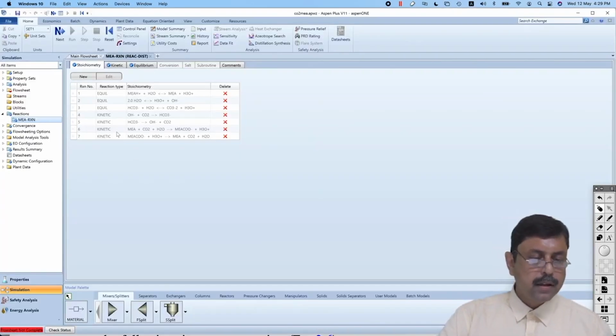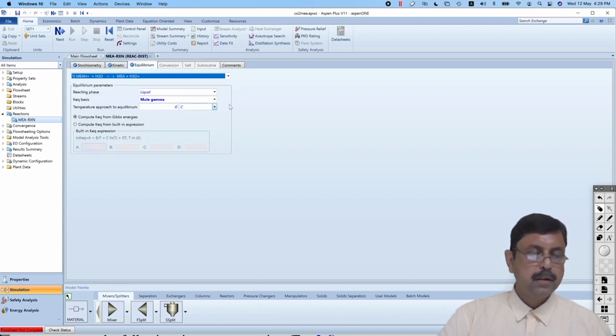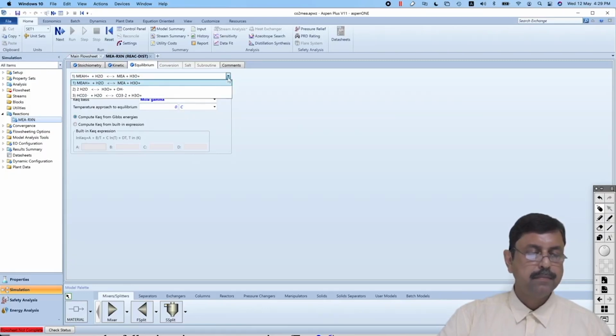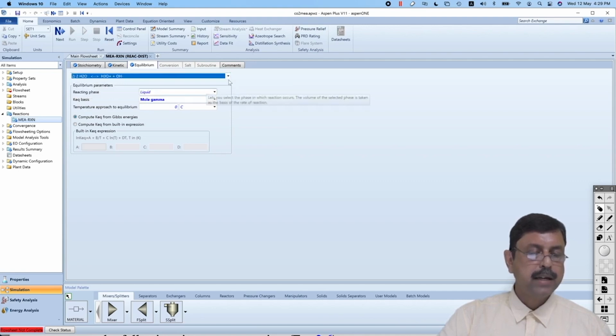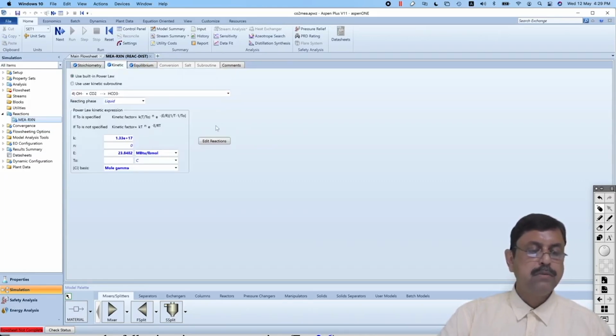So this one is the forward reaction and this one is the backward reaction. For this also it is the forward reaction, this is the backward reaction. And if you want to know the equilibrium constants, I have asked them to compute the equilibrium constant from Gibbs energy for all of them. There are 3 ionic equilibrium reactions. For all 3, I have asked them to calculate from Gibbs free energy. But kinetic equations we cannot do like that.